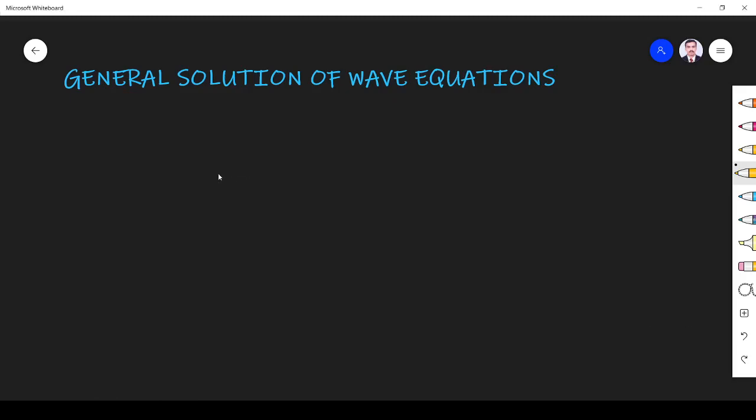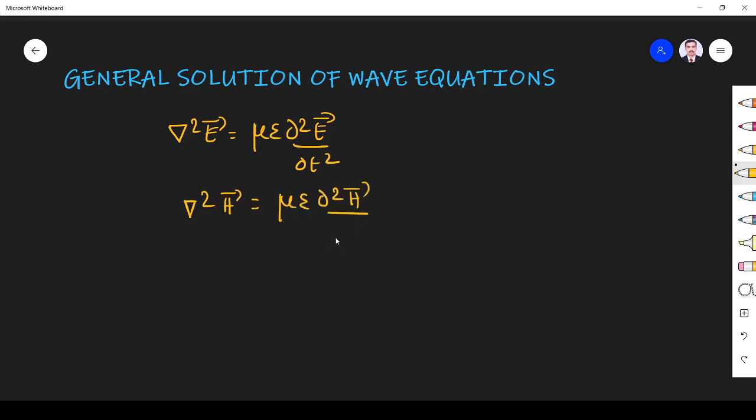Hi students, in this class we derive the equation for a general solution of the wave equation. We already derived the wave equation, so if you have any doubt, please refer to my video on the wave equation. That states del squared E is equal to mu epsilon dou squared E by dou t square. Similarly, del squared H is equal to mu epsilon dou squared H by dou t square. Let us call these equation number 1 and equation number 2.